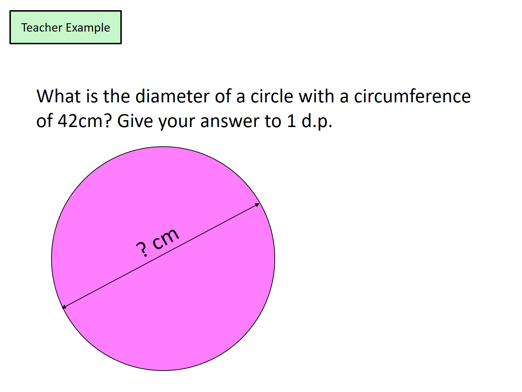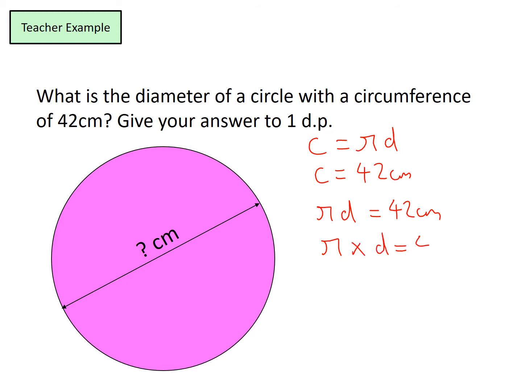Okay, in this example, we need to find the diameter of a circle when the circumference is 42 centimeters. So we need to find out what the diameter is. Remember, the formula to find the circumference is circumference equals pi times the diameter. We already know the circumference is 42 centimeters, so let's rewrite this equation: pi times the diameter equals 42 centimeters.